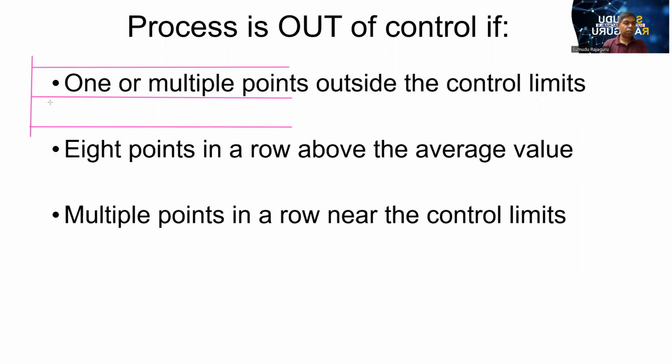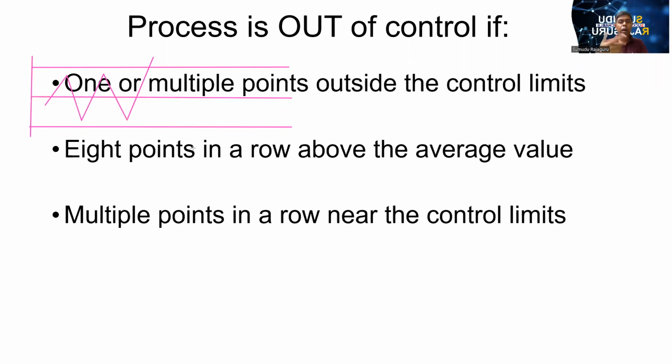When we draw the chart, our chart is like this, the control chart. If at least one point goes outside of the control limit, then our process is not in control, out of control. Then what is the second one?